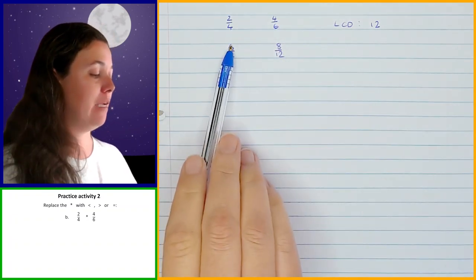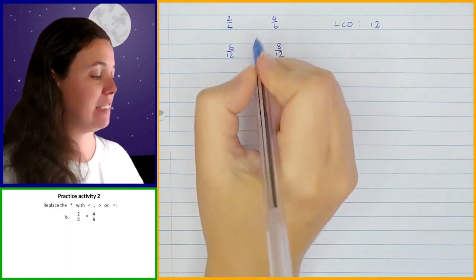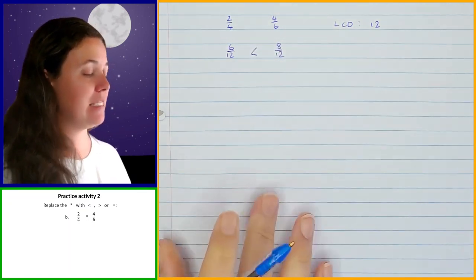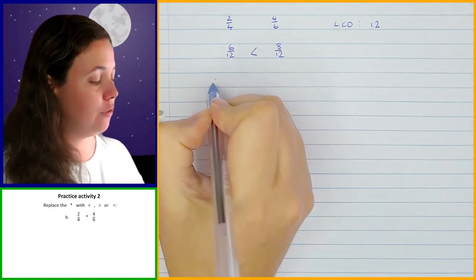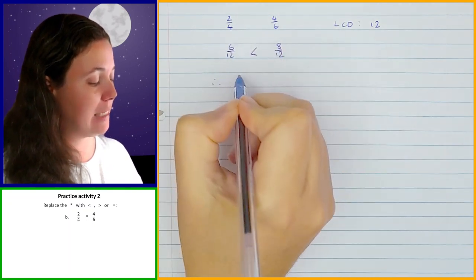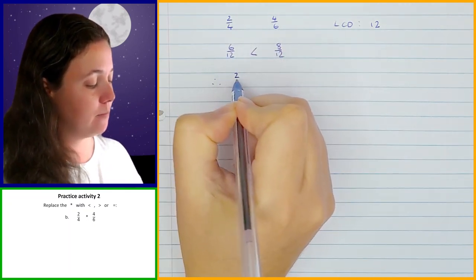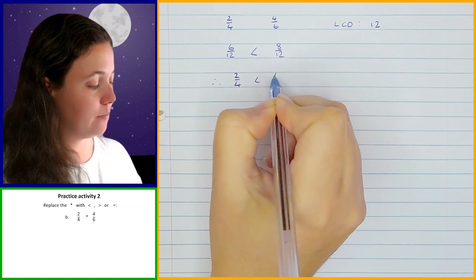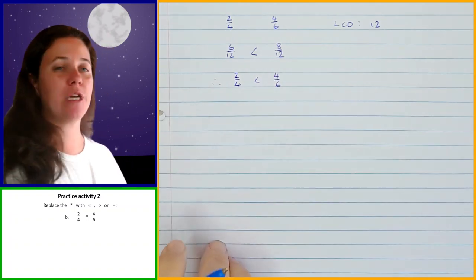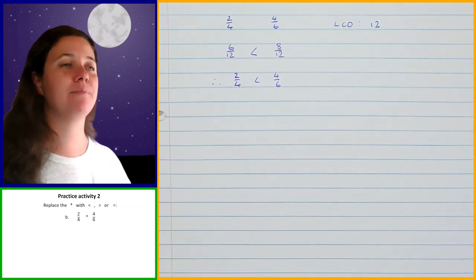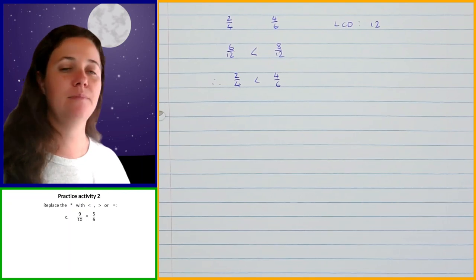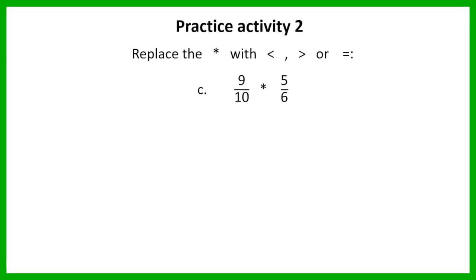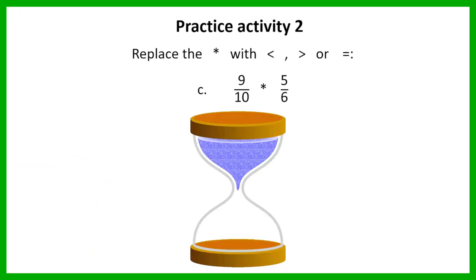So now I can compare 6 over 12 and 8 over 12. I can see that 6 twelfths is less than 8 twelfths. So now I know that 2 quarters must be less than 4 sixths. That's what you should have got for question B. Right, question C. Here you're comparing the fractions 9 tenths and 5 sixths. And again, I'm going to give you 1 minute to work this out.